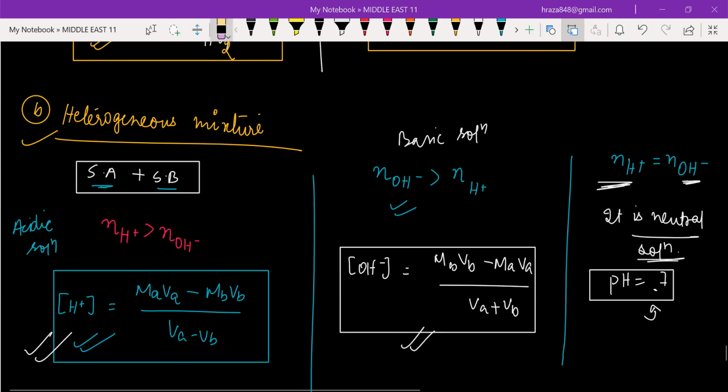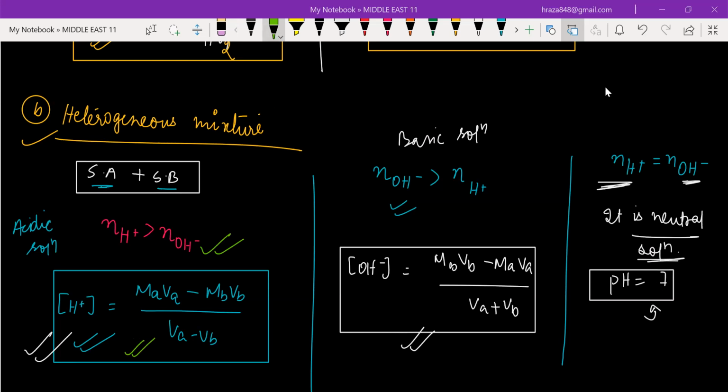Is this clear, everyone? Yes, sir. Can you repeat once, sir, the last part you said? The first two conditions. If the number of moles of acid is greater than the number of moles of base, you have to apply this formula.